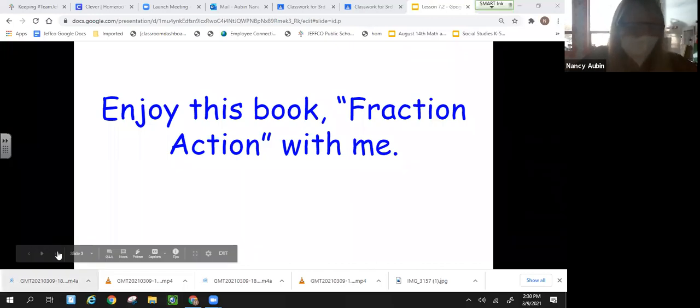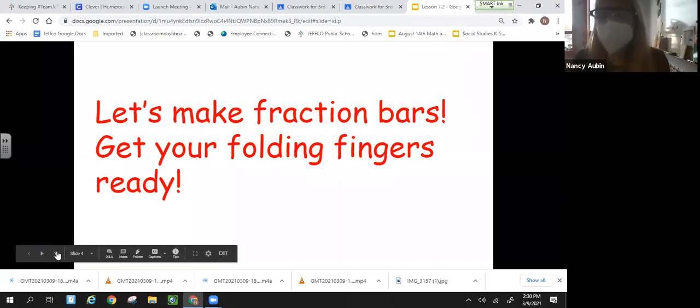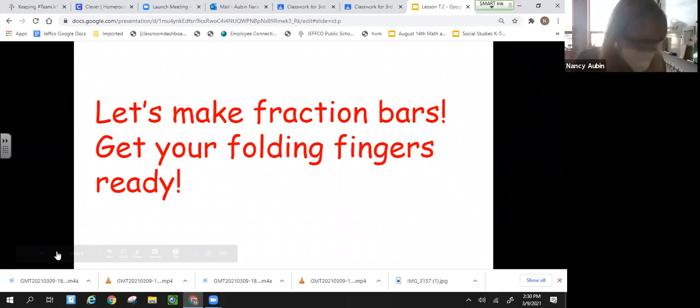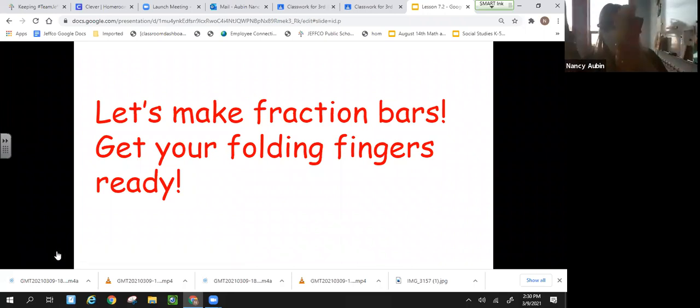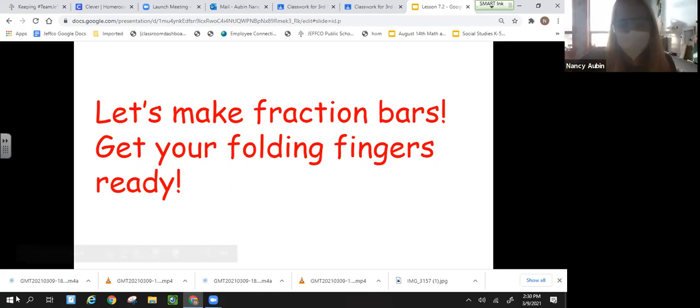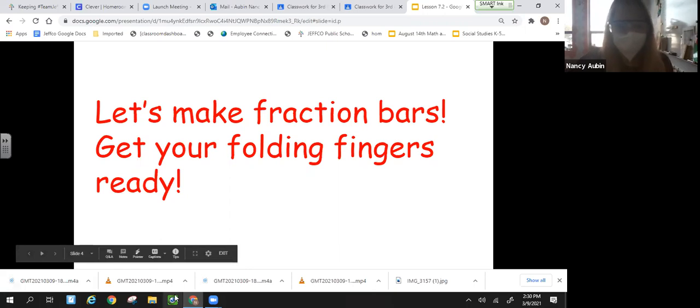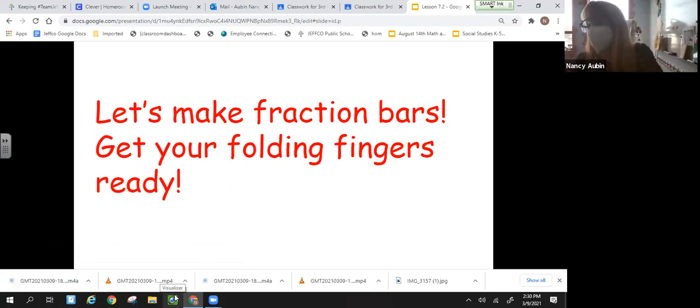Let's move on. So we are going to make fraction bars. You are going to need strips of paper. So I'm going to be passing out strips of paper. I'm going to ask you to start with a green strip. So we'll just do one at a time and I can pass out some down here if you want to pass out there. I'll do your class. So get your green strip of paper.